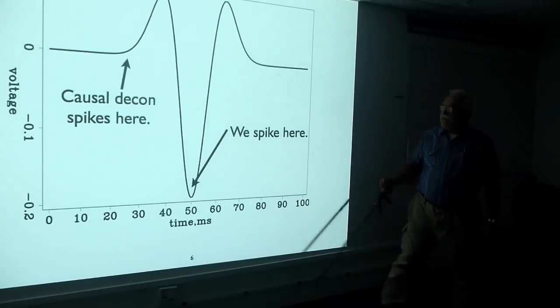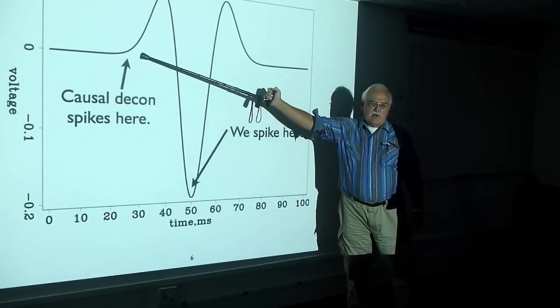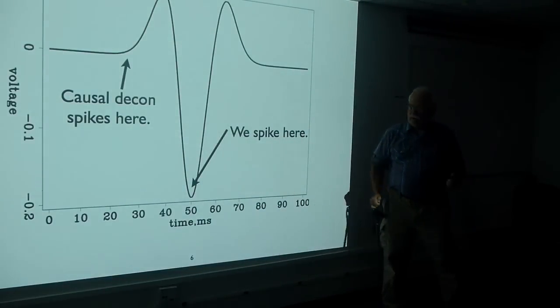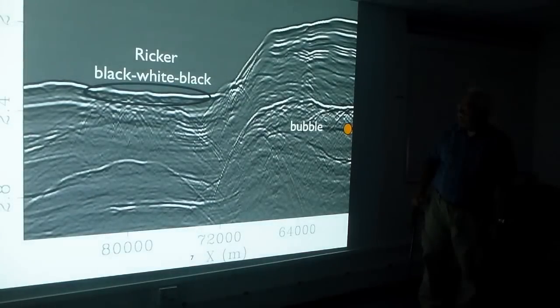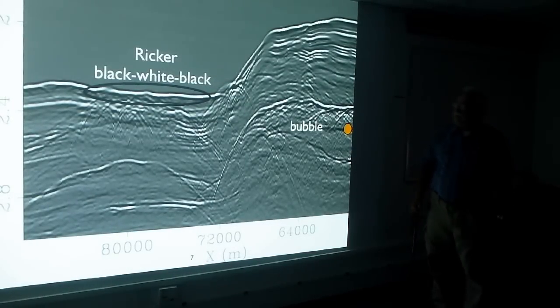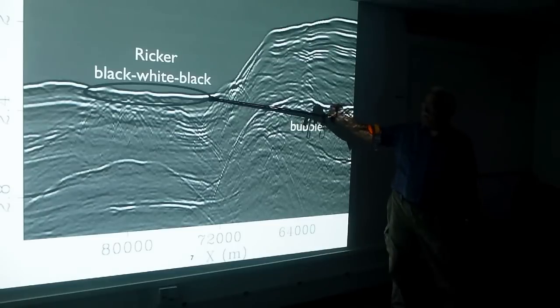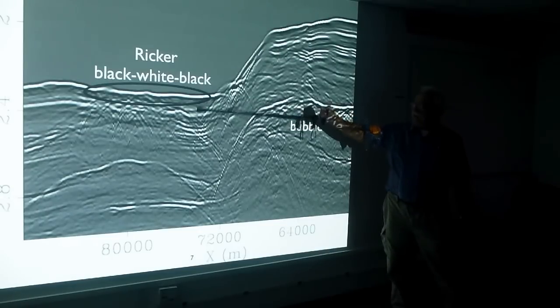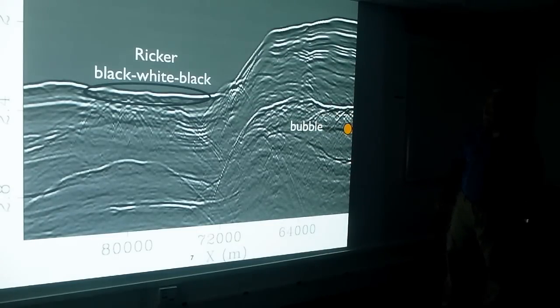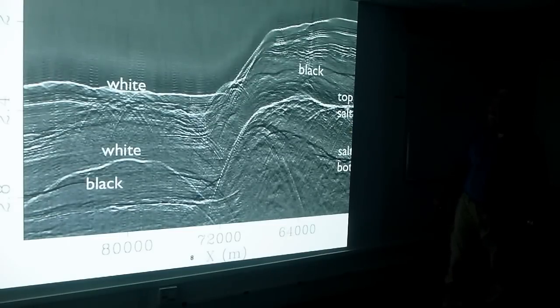Now, traditional deconvolution tries to create a spike here. And what we're going to do is try to create a spike here in the middle. So here's just an example so you get a feeling for why I'm excited about this. Here's a typical water bottom rigor wavelet, which looks like black, white, and black. This is a bubble, and processing that we've done has turned it into this.